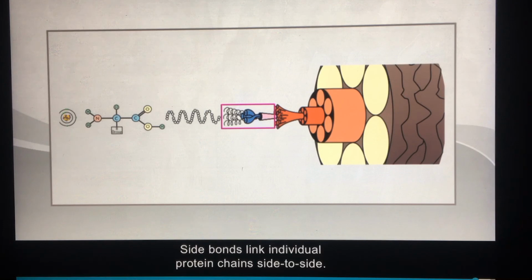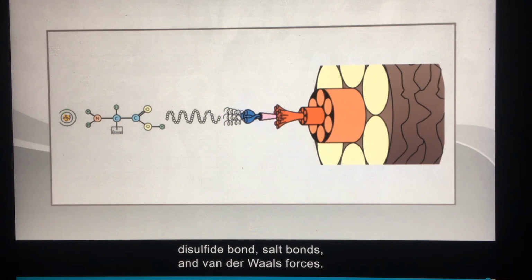Side bonds link individual protein chains side to side. There are 4 types of side bonds: hydrogen bonds, disulfide bonds, salt bonds, and van der Waals forces. The bonding of protein chains to other protein chains makes human hair.